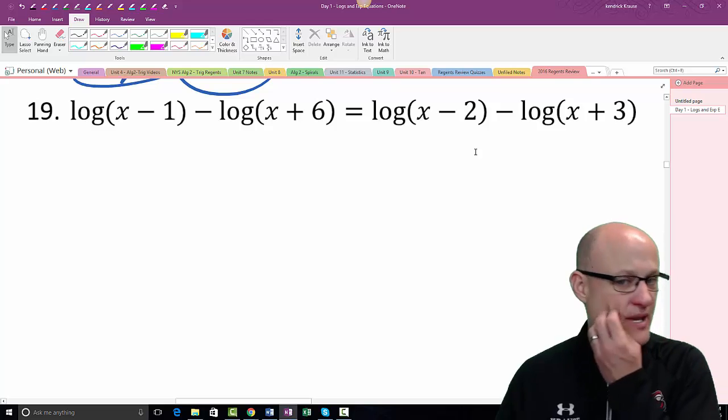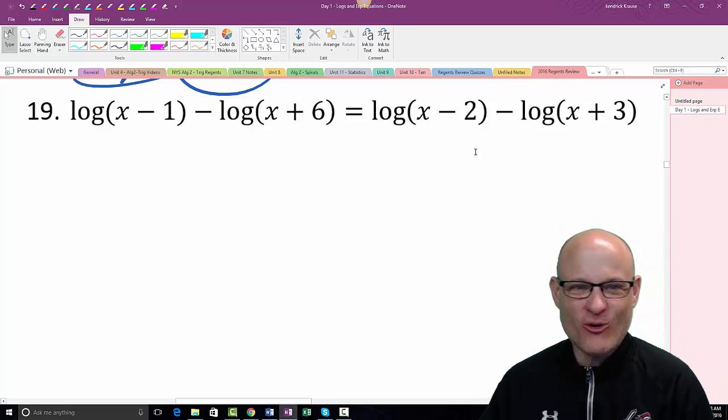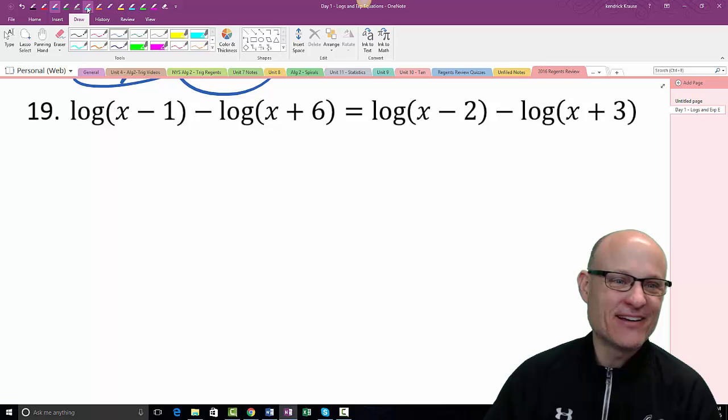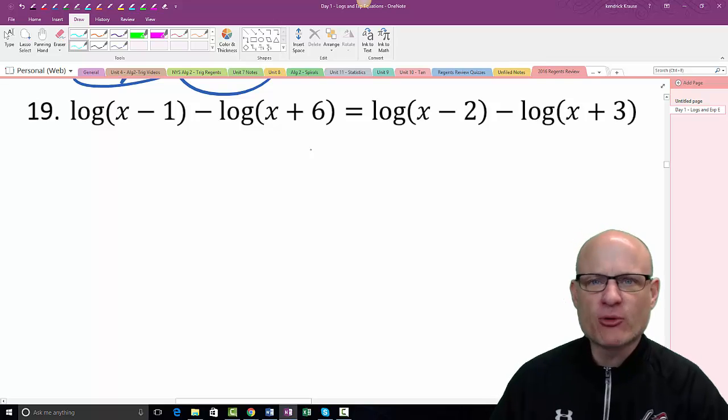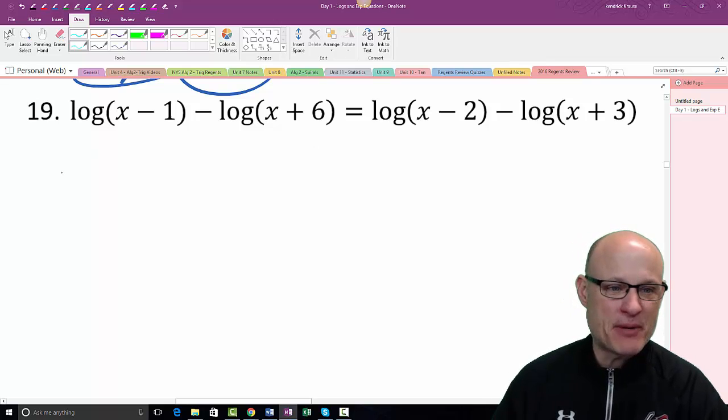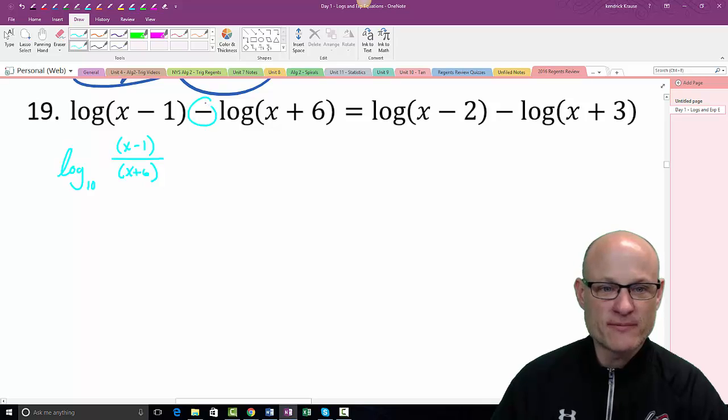So this next one's a little funky. That's like an hour-long question right there. Look at it, it goes forever. First thing we're going to do is condense them. Remember, the base is 10, but I'm going to put that in there. Log base 10 of x minus 1 divided by x plus 6, because it's subtraction, equals log base 10 of x minus 2 over x plus 3.